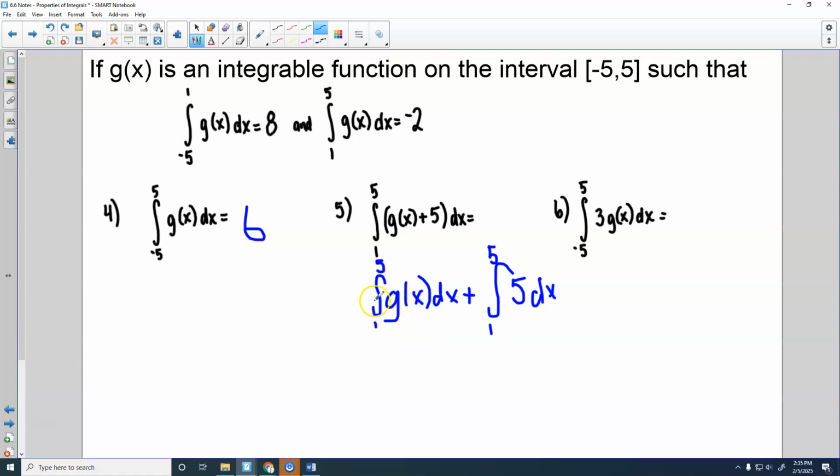So the integral from 1 to 5 of g of x dx is definitely -2. They gave us that. How do I do an integral for a constant?